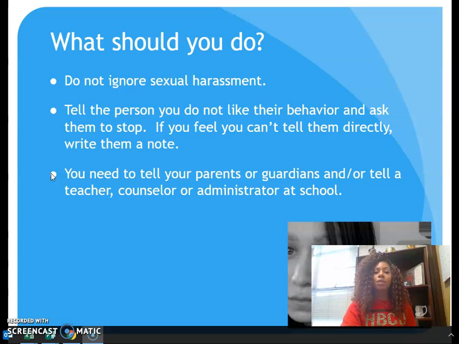Do not ignore sexual harassment. Tell the person you do not like their behavior and ask them to stop. If you feel you can't tell them directly, write them a note. You need to tell your parents or guardians and/or tell a teacher, counselor, or administrator at the school.